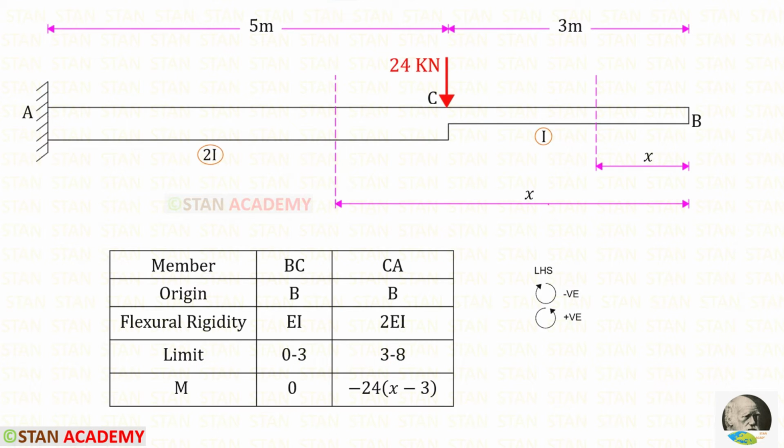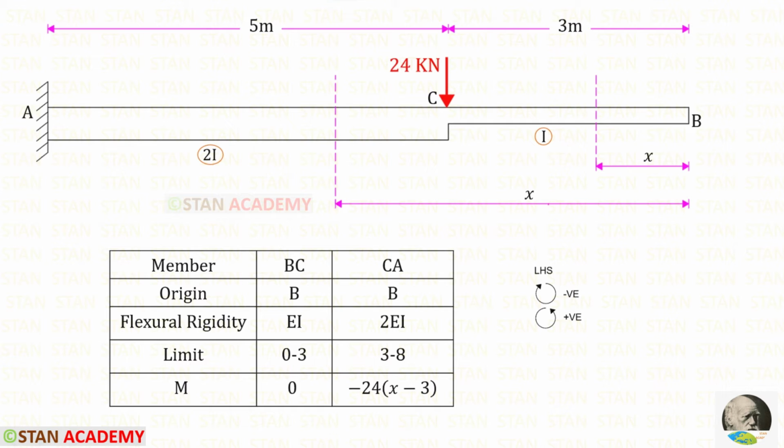Now we are going to find the moment M. We are going to find the moments from the point B. In this case, we have to follow left-hand side rule. Clockwise will be negative and anti-clockwise will be positive. Let us take BC. Up to this section, there is no load, so the moment will be 0.